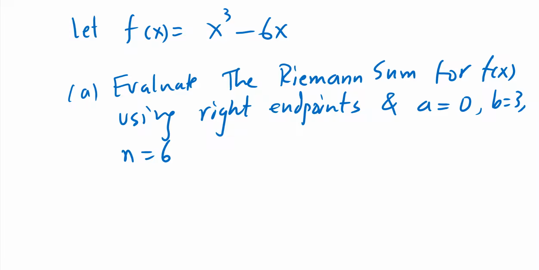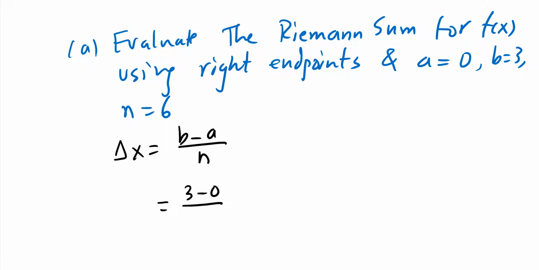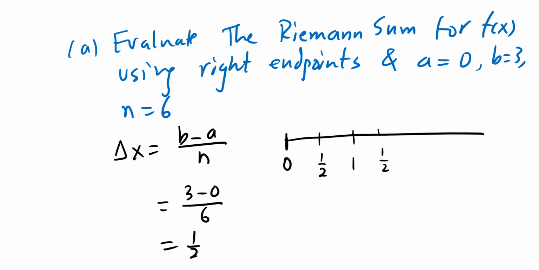So always the first thing I do, I find delta x. b minus a over n. So b is 3, a is 0, n is 6. That gives me 1/2. So now I'm going to go on a number line just to make it easier for myself. 0 starts here. I'm going to add 1/2 every time, then 1, then 1 and 1/2, then 2, 2 and 1/2, and then 3. And notice how many of them are there. You can count them. 1, 2, 3, 4, 5, 6 regions. Do you see that? And that's what they wanted us, they wanted us to have 6 sub-intervals.